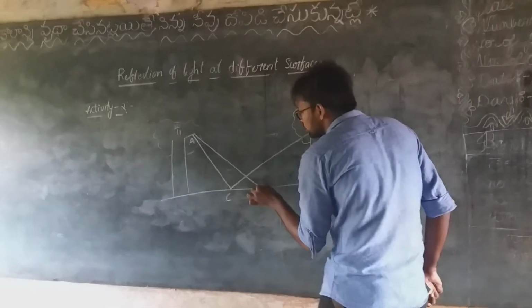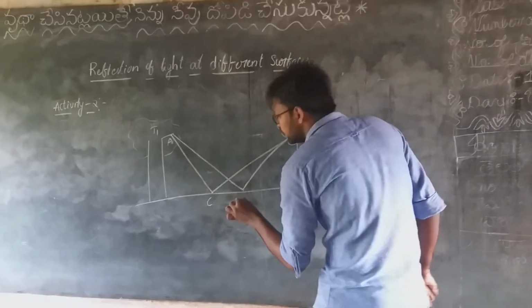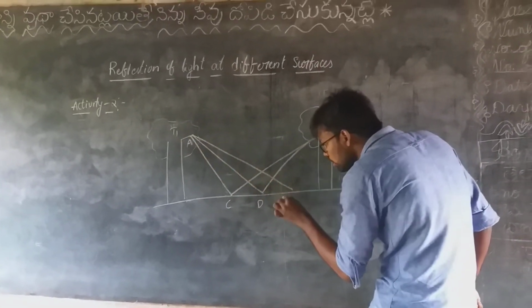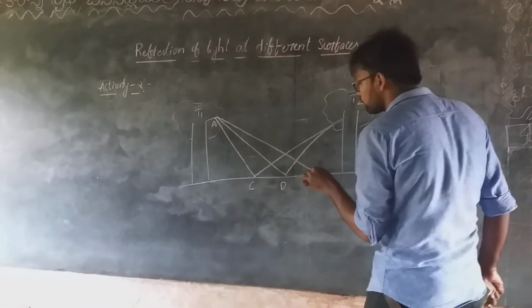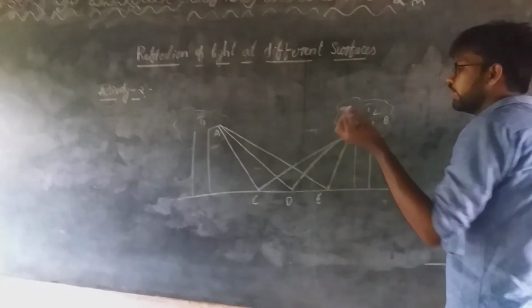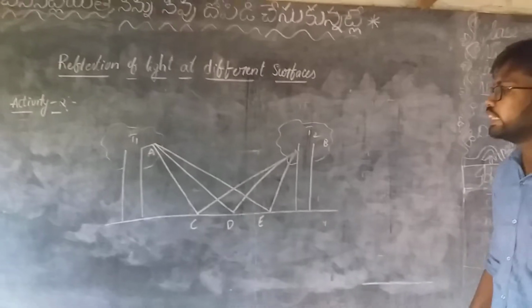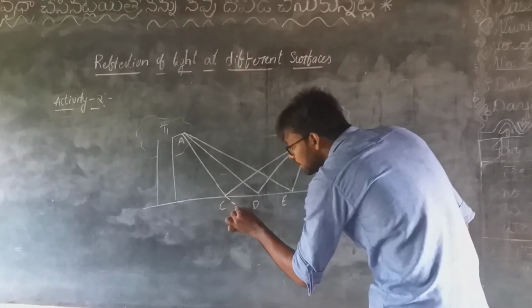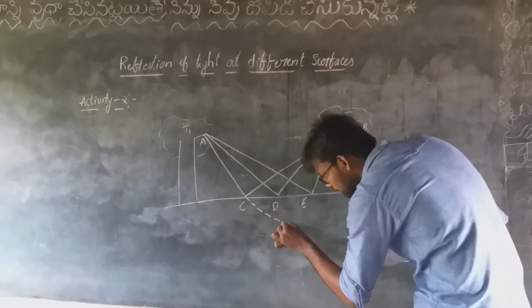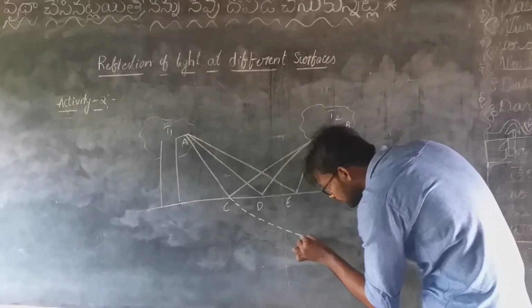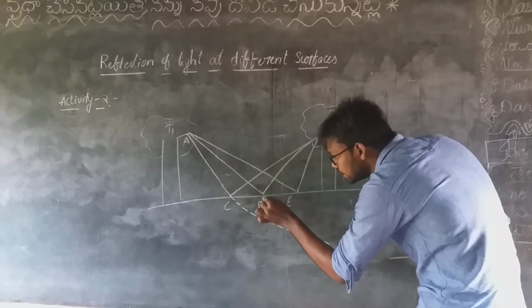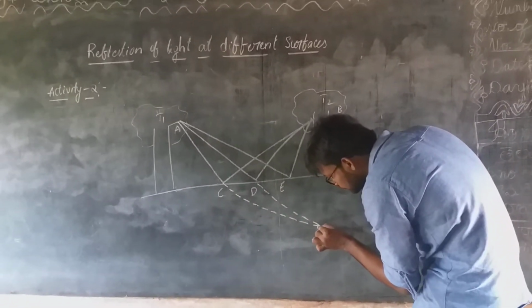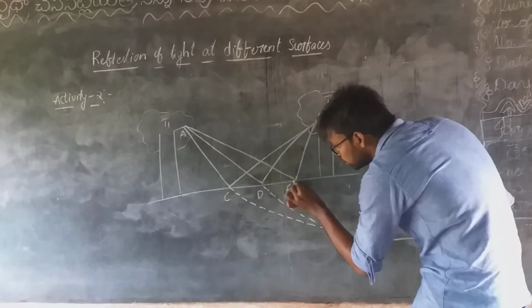Okay, D, E, like that different points of incidence. Now if we take the reflection image of these lines as G, this point as G.